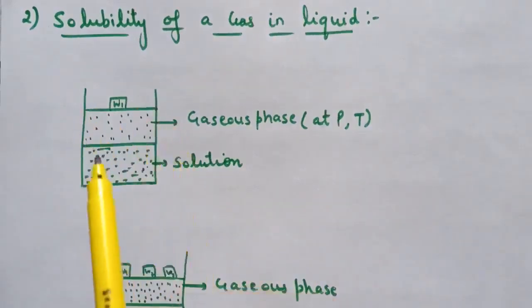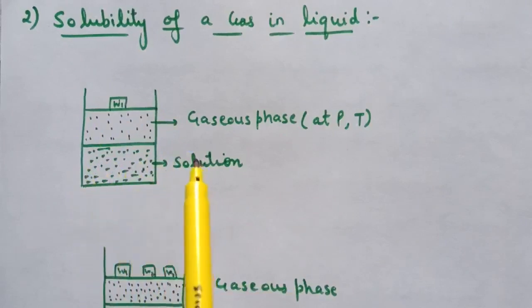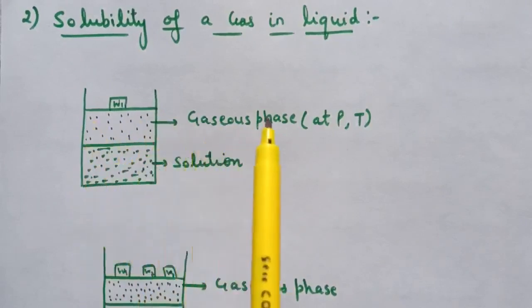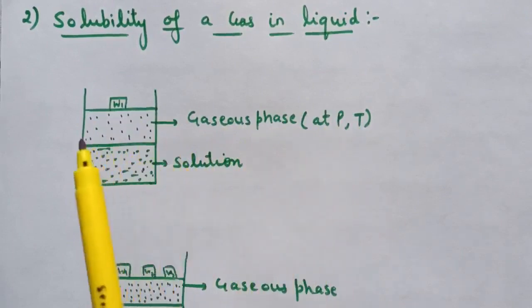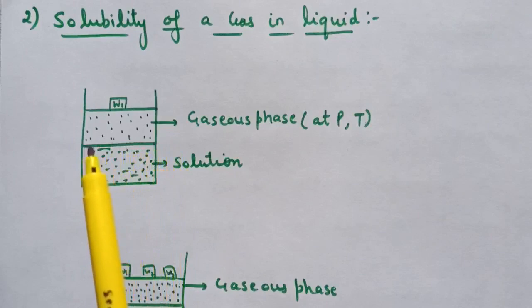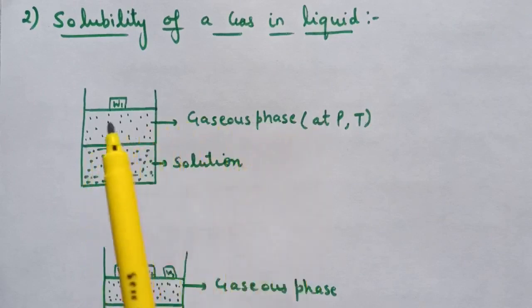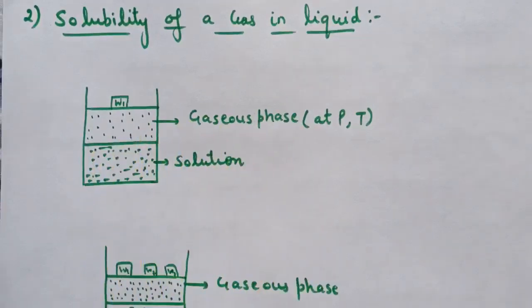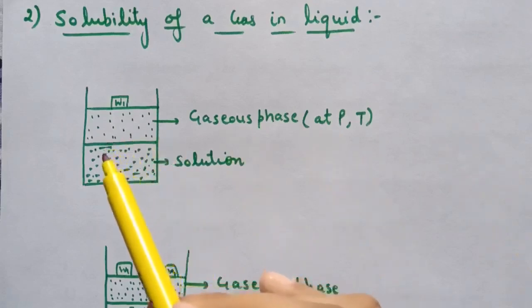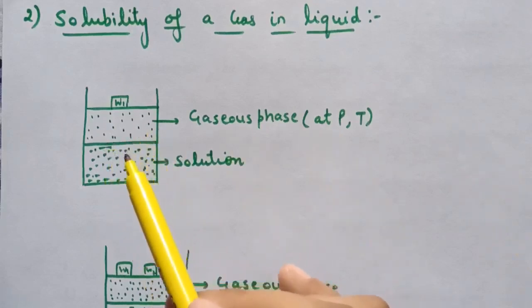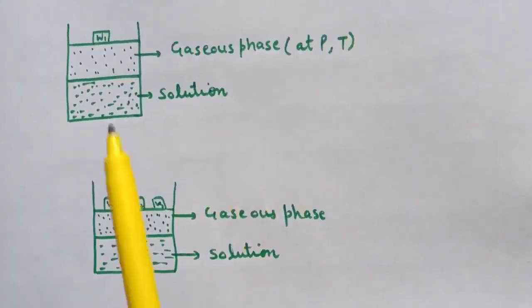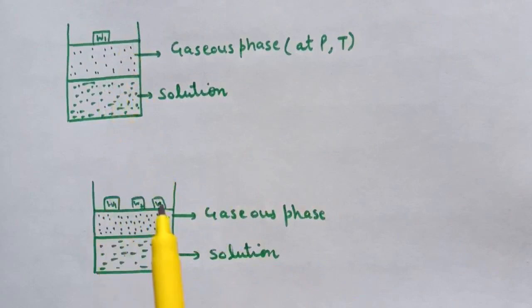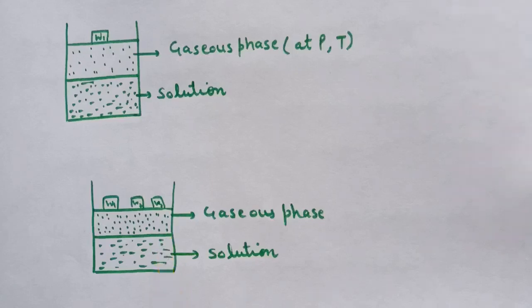So here is one system. This lower part represents the solution and this upper part is the gaseous phase at pressure P and temperature T. Now here an equilibrium is attained, that is, under these conditions of pressure and temperature the rate of gaseous particles entering and leaving the solution phase is the same. Now in the second system pressure is increased. When we increase the pressure, what will happen to the gaseous phase and to the solution?